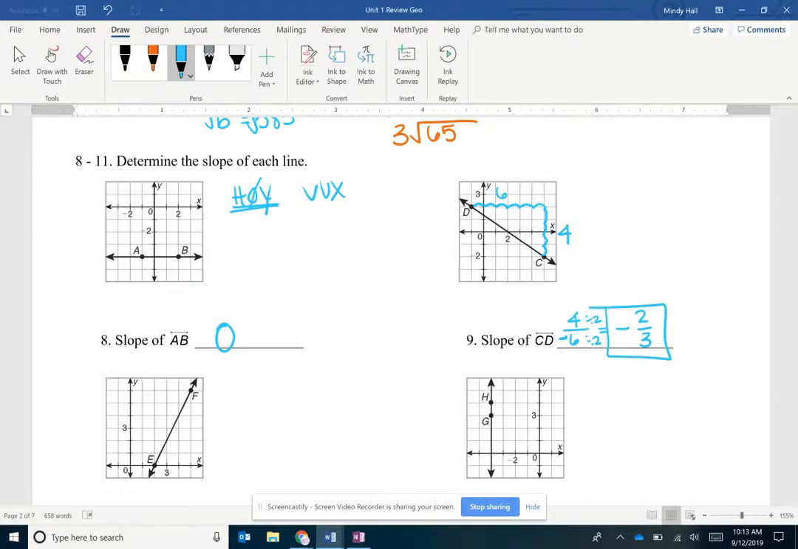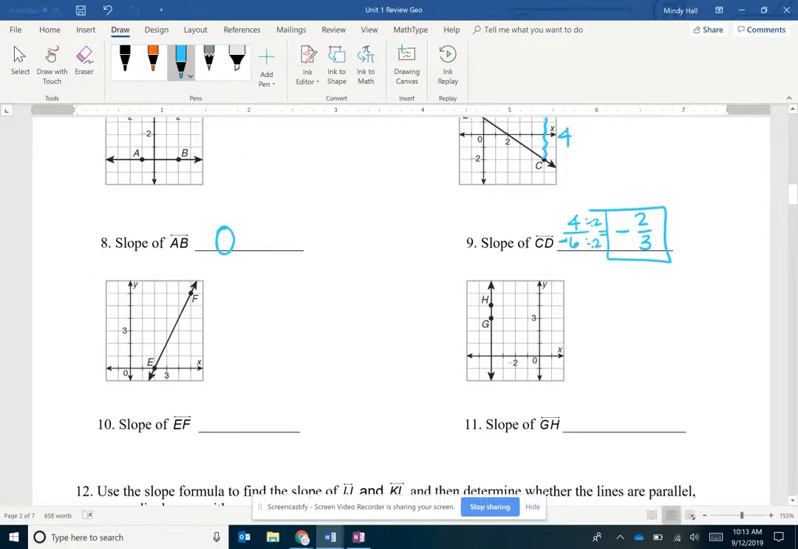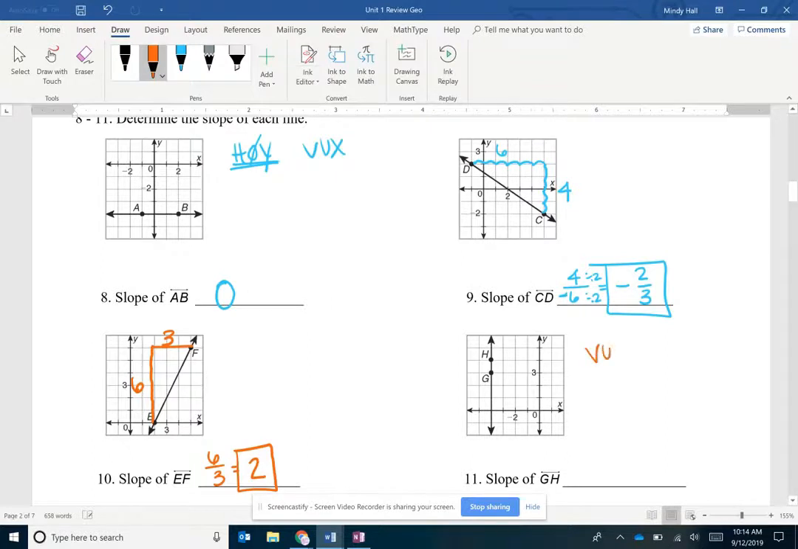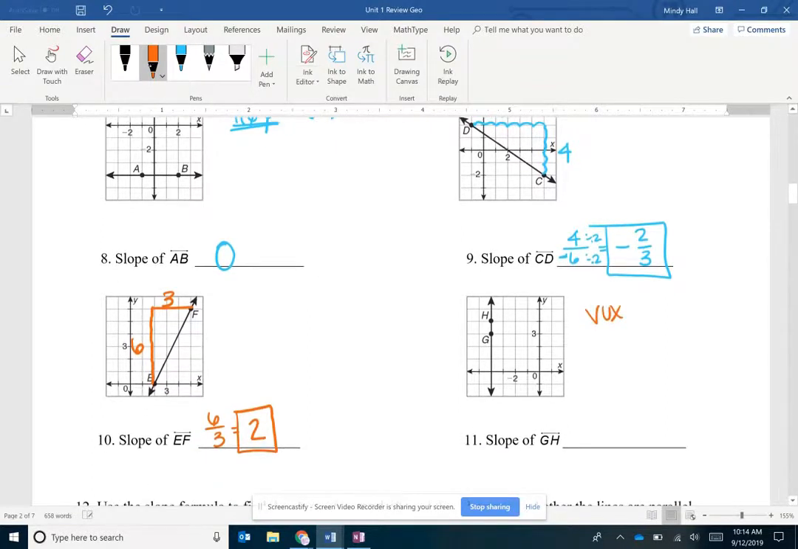All right. Then, looking at EF, we have a rise of, let's see, 1, 2, 3, 4, 5, 6, and a run of 1, 2, 3. That would give me rise over run, but 6 over 3 can simplify to just 2. And then for GH, again, that's where hoi-vux comes into play. This is the vux part of it. A vertical line has an undefined slope.